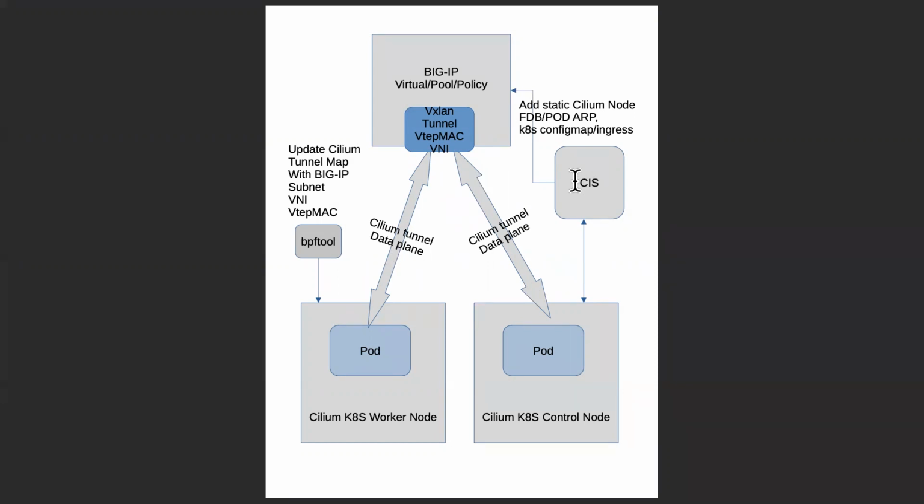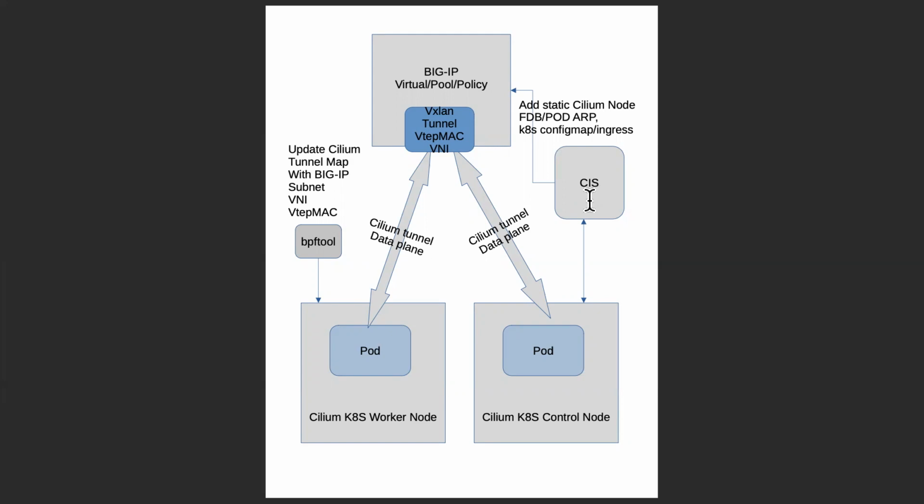the CIS, the container ingress services, is responsible for updating static Pod ARP address to the BIG-IP. So when you deploy a Kubernetes ingress or config map, the CIS will update the config map or ingress services pod ARP address to the BIG-IP. Basically add a static ARP address for the pod on the BIG-IP.